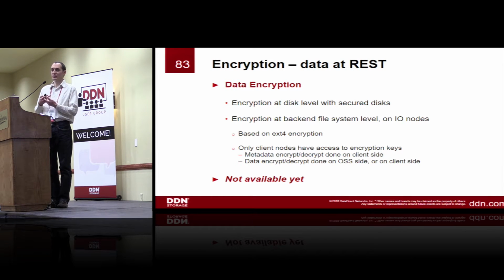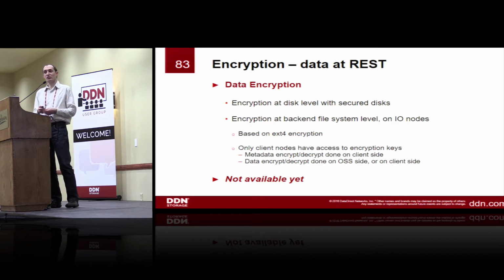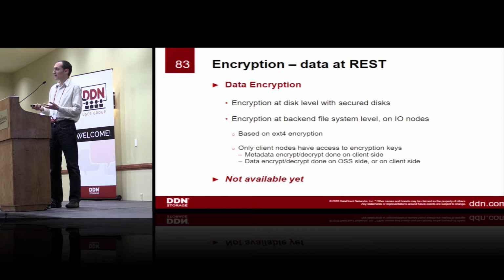so disks that will encrypt data directly. But we are also thinking about providing encryption at the Lustre level. So you may know that Lustre uses a variation of ext4 as its backend file system, and ext4 has encryption capabilities. So we want to leverage this and provide encryption at the Lustre level. We want encryption keys to be only accessible on Lustre client side. So it means that data would be encrypted and decrypted by the client.